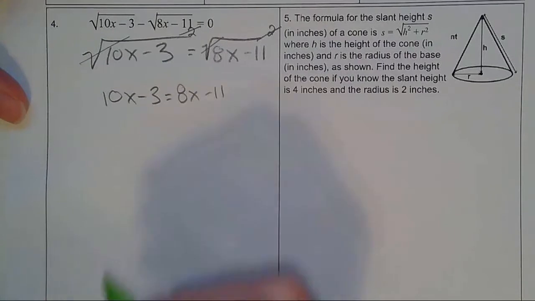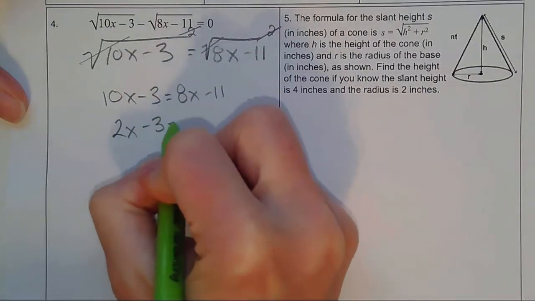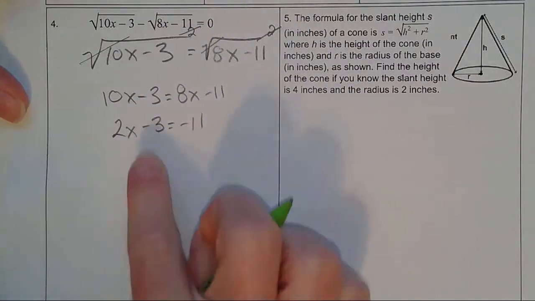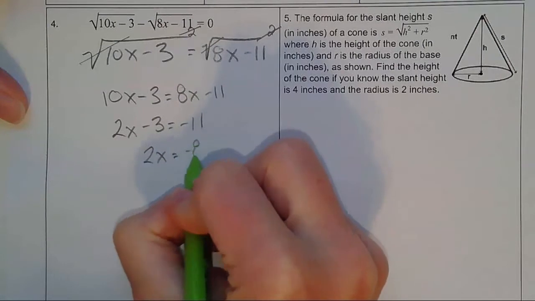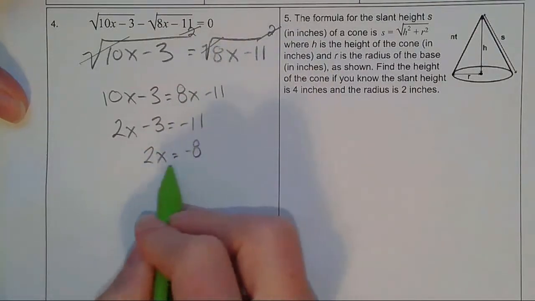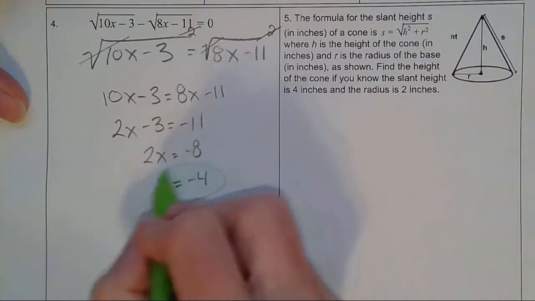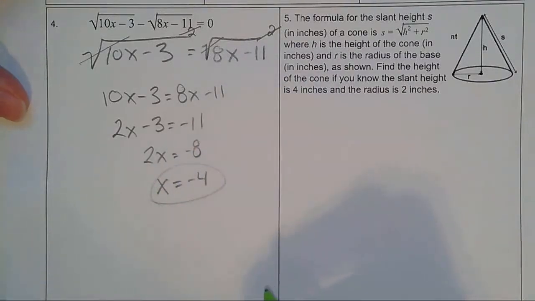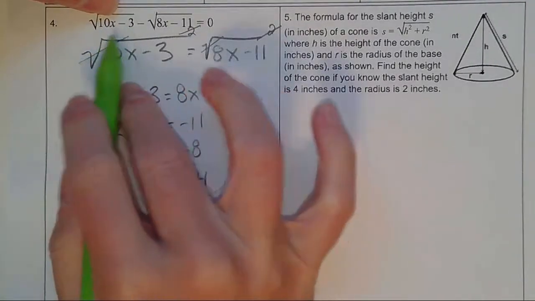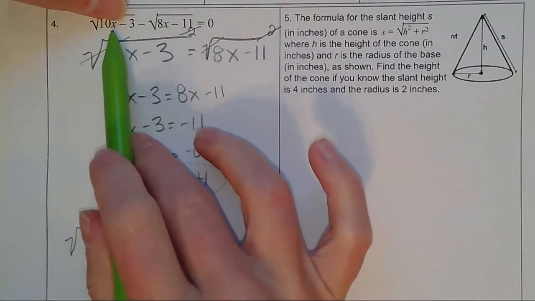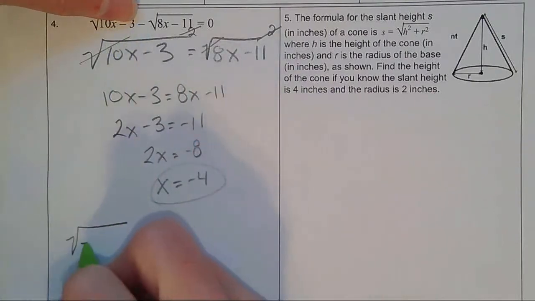Okay, solve for x. Subtract 8x from both sides, you're going to get 2x minus 3 equals negative 11. Add 3 to both sides, you're going to get 2x equals negative 8. Divide by 2 on both sides, you're going to get x equals negative 4. Okay, so that's my answer, but you have to check for extraneous solutions. I'm just going to plug this guy in. So I'll just do the math out loud here. So 10 times negative 4 is negative 40. Negative 40 minus 3 is negative 43.